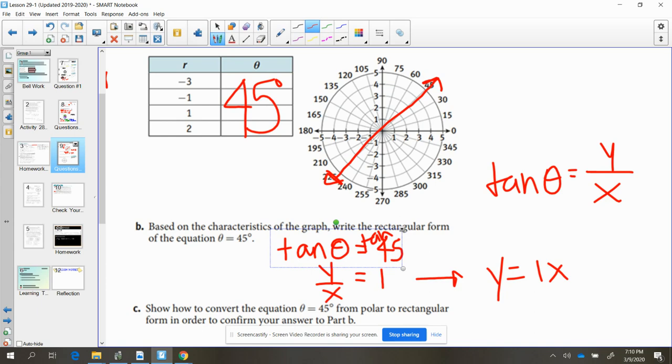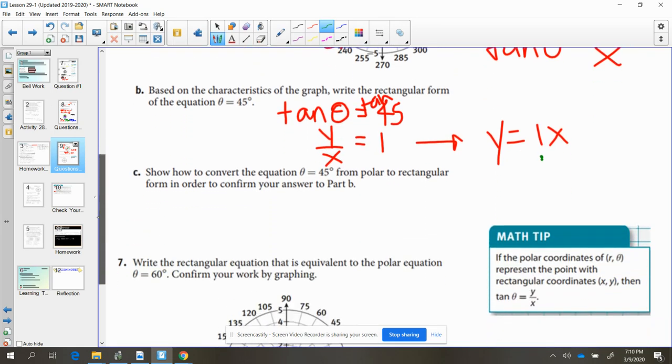This makes sense just looking at our picture, because notice the slope of our line, we're rising 1, we're running 1. We are a line crossing through a y-intercept of 0 with a slope of 1. So that all makes sense there.